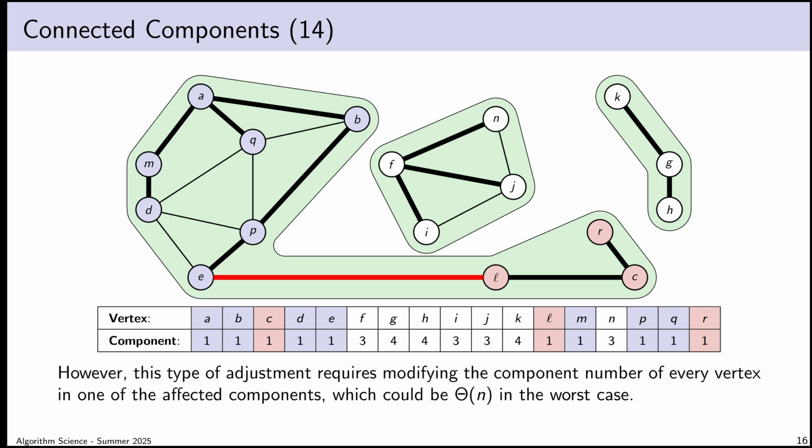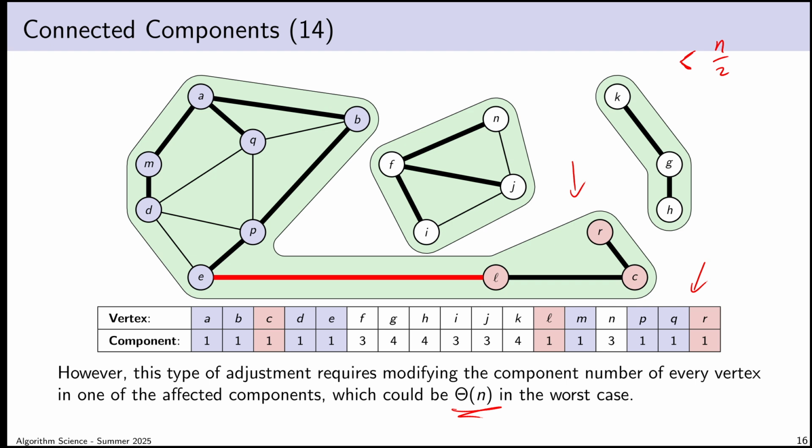So the issue with this type of adjustment is that modifying the component number of every vertex in one of the affected components could be linear time no matter how I do it, if I'm modifying every entry of the table for those vertices. If I always modify the component number of the smaller component, we can assume that if there are 2 components that I'm merging, the smaller one will have size less than n over 2, because it makes no sense to have 2 components, both of whose size is greater than n over 2. That doesn't make any sense.